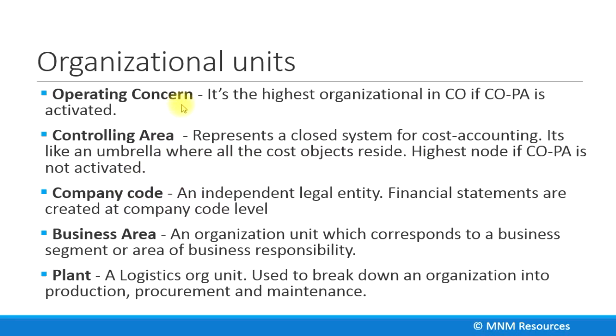You can even have the operating concern and controlling area in one-to-one mapping. You can have an operating concern for Australia and a controlling area for Australia alone. You can have another operating concern for New Zealand and another controlling area for New Zealand.